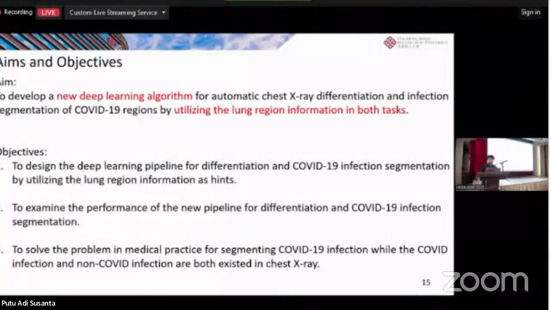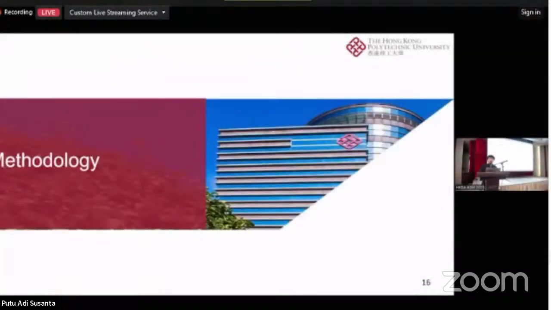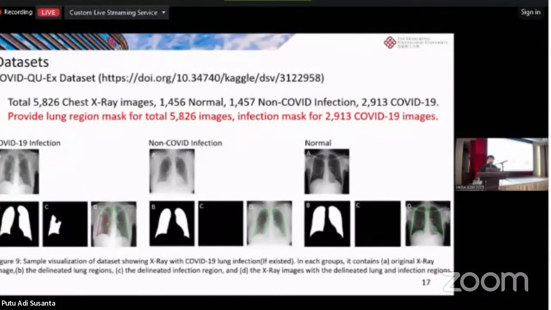And then we will introduce some details of our methodology. First of all, we use a publicly available data set called the COVID-QU-Ex data set in our experiments and network design. It includes 5,826 chest X-rays, and they also provide the lung region masks for us to develop our pipelines. There are also some samples from this data set, shown in the slides.